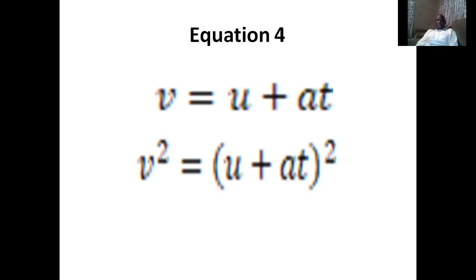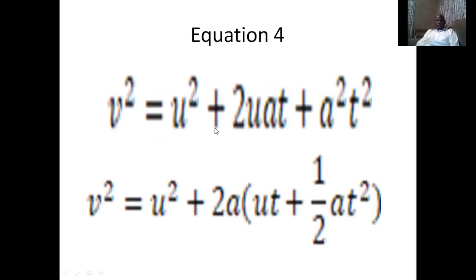And so if you square both sides of equation number 1, where we're saying final velocity is equal to initial velocity plus acceleration times time, we're going to have v squared, and the whole right side is squared. And if we expand this, what we get is u squared plus 2u times acceleration times time plus acceleration squared t squared.